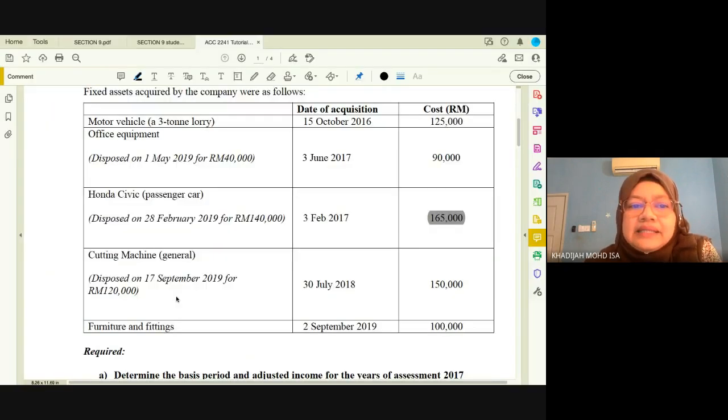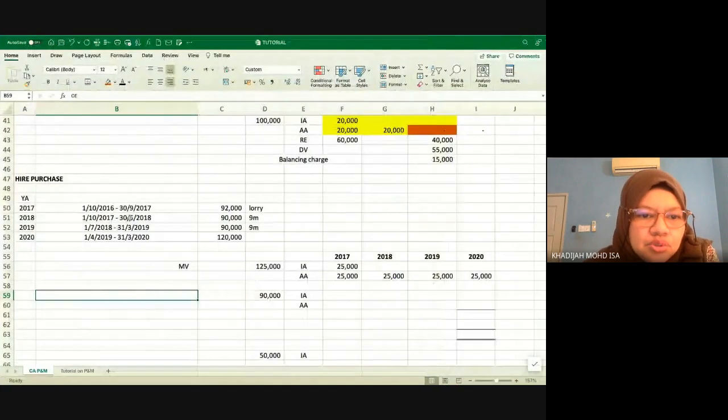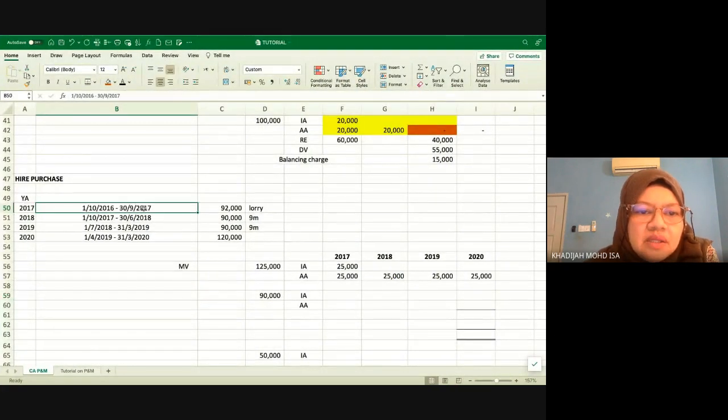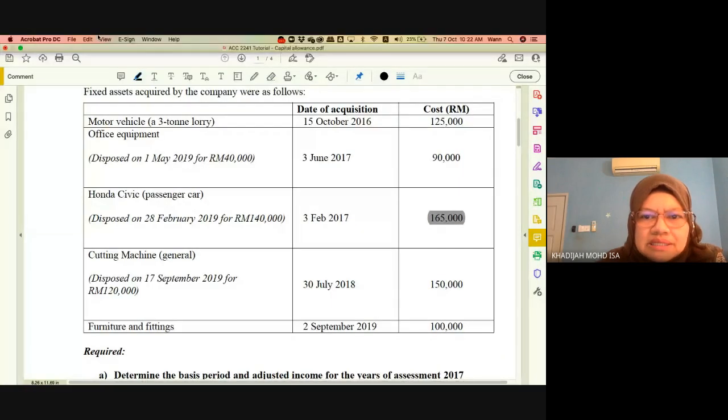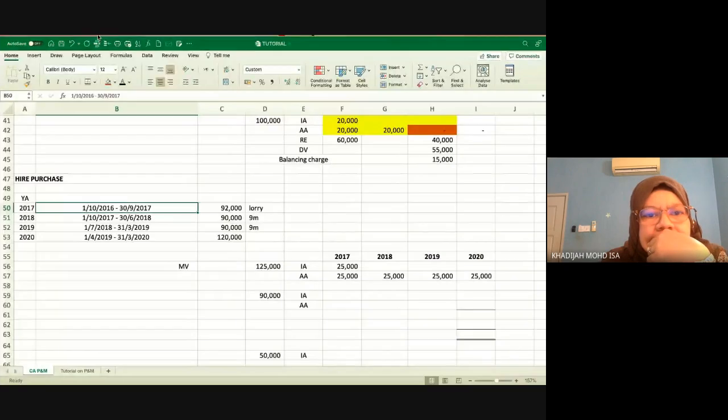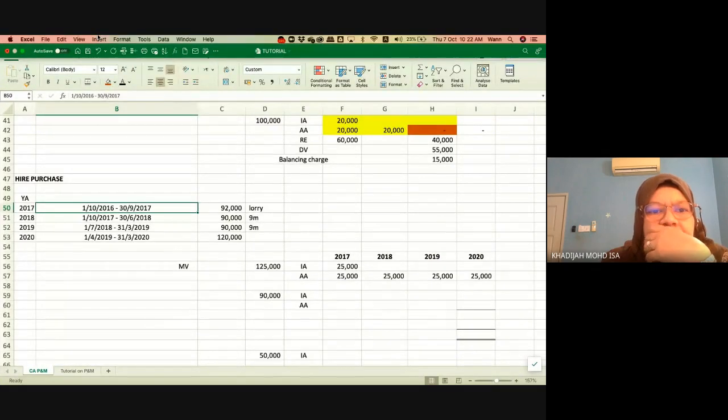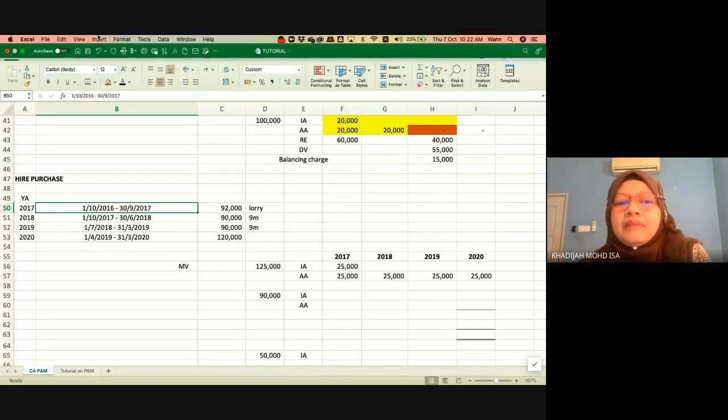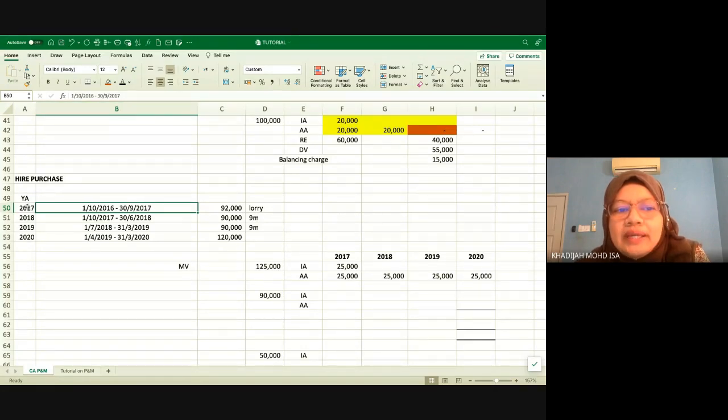All right, so the second asset that you have is your office equipment, and this office equipment was acquired on 3rd June 2017. So get the information first. When you acquired that on 3rd June 2017, that is also in YA 2017, isn't it? So that asset is acquired within this basis period and is reflected in YA 2017.